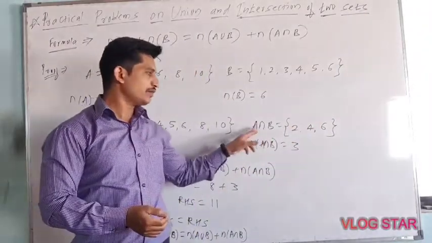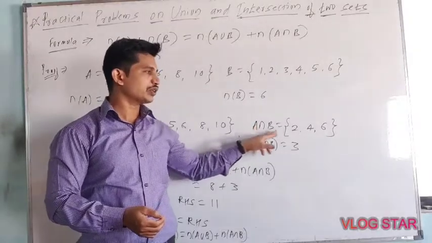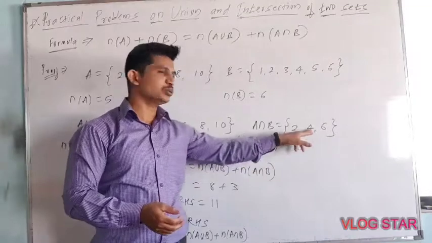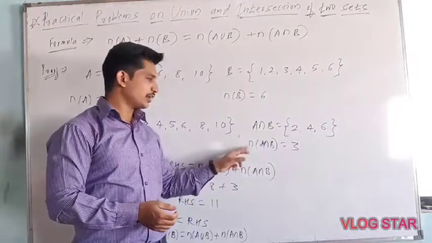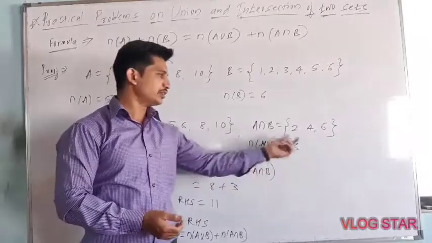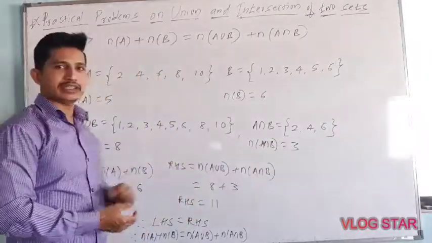So n of A intersection B is what here? 2, 4, 6. अभी कितने elements है इसमें? 1, 2, 3. That's why n of A intersection B is 3. मतलब इसमें 3 elements है और इसमें 8 elements है.